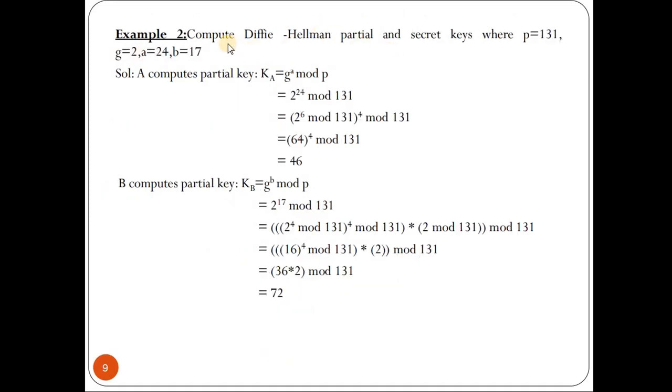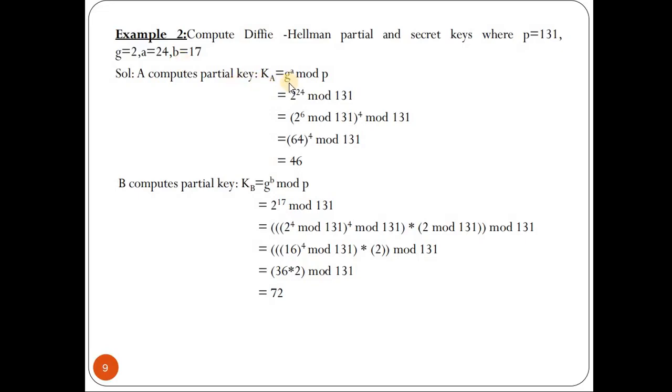Let us consider one more example. Compute Diffie-Hellman partial and secret keys where P is equal to 131, G is equal to 2, A is equal to 24 and B is equal to 17. So when we choose A and B, it should be ranging from 1 to P minus 1. Okay, the condition is satisfied here. So A is the random number chosen by A and B is the random number chosen by B. So first let us compute the partial key.